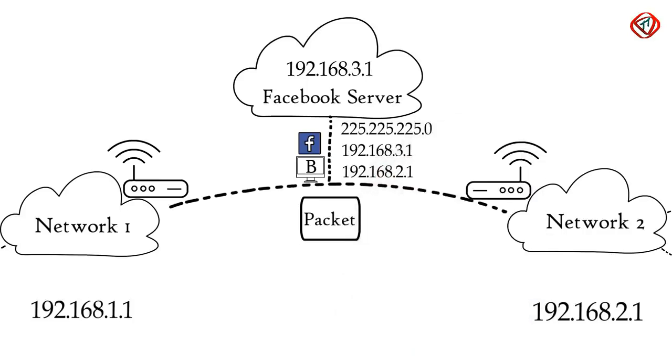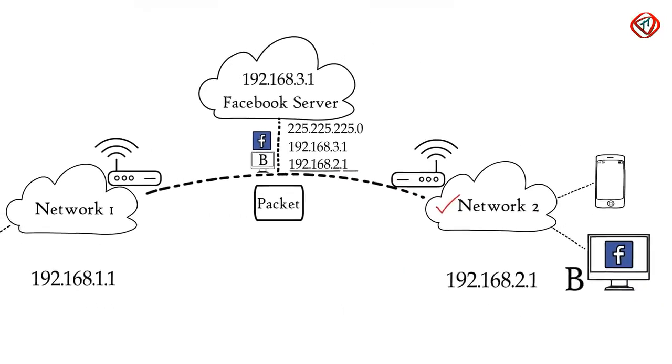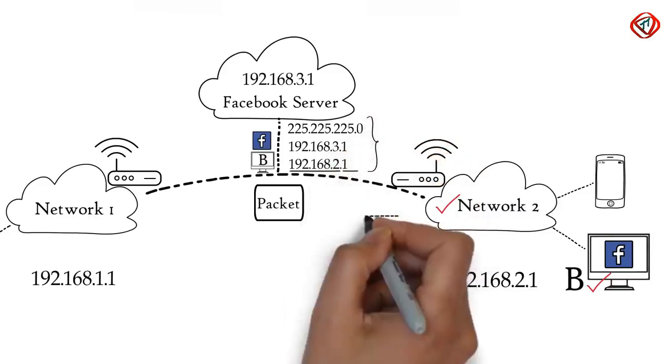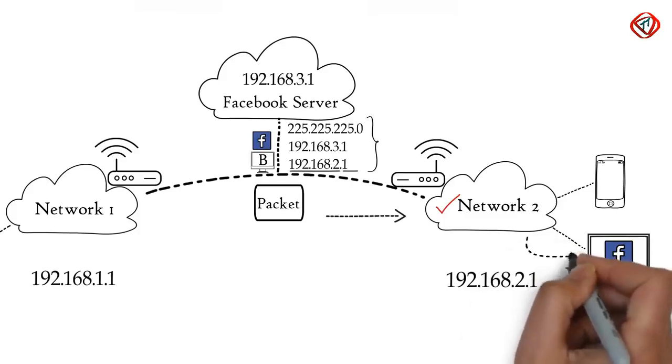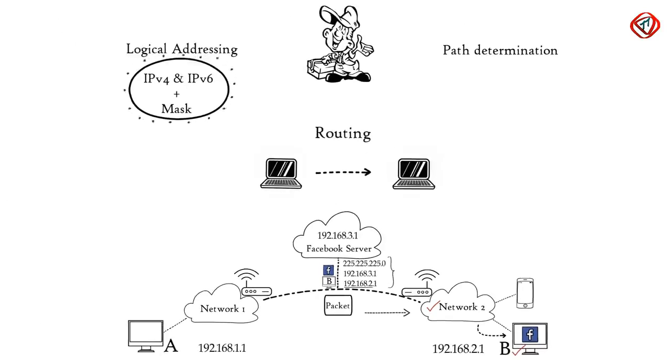255.255.255.0. This mask tells that the first three combination represents network, while the last combination represents host or computer B. So based on IP address format, received data packet will move first to network 2 and then to computer B. So based on IP address and mask, routing decisions are made in a computer network.